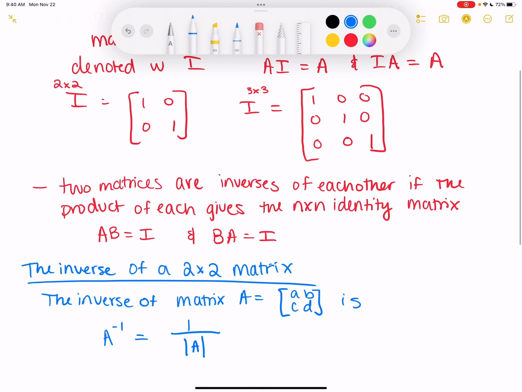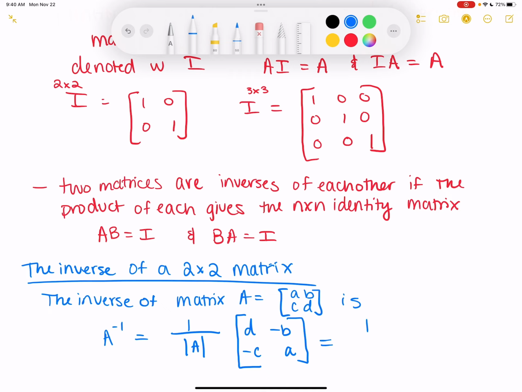And this is where it gets a little bit interesting. We take matrix A and we swap A and D. So on that main diagonal, we're going to swap them. So it's going to be D in the top left, A in the bottom right. B and C stay where they are, but they change signs. So if B was already negative, it becomes positive. So negative B and negative C. It would read across D, negative B, negative C, A.